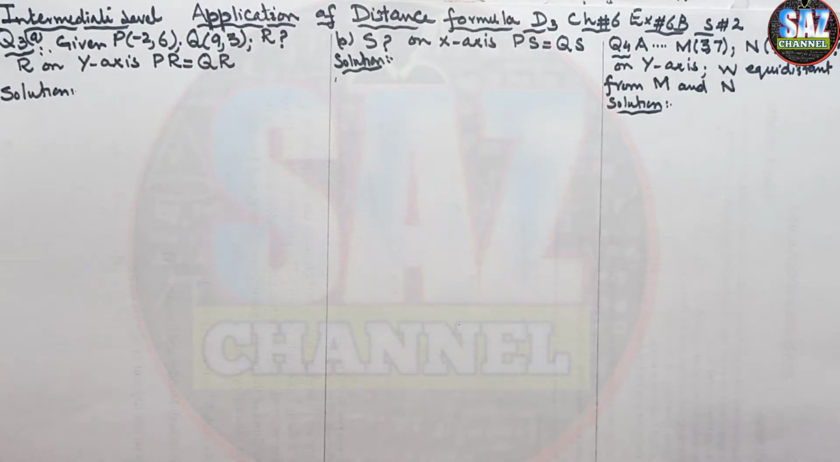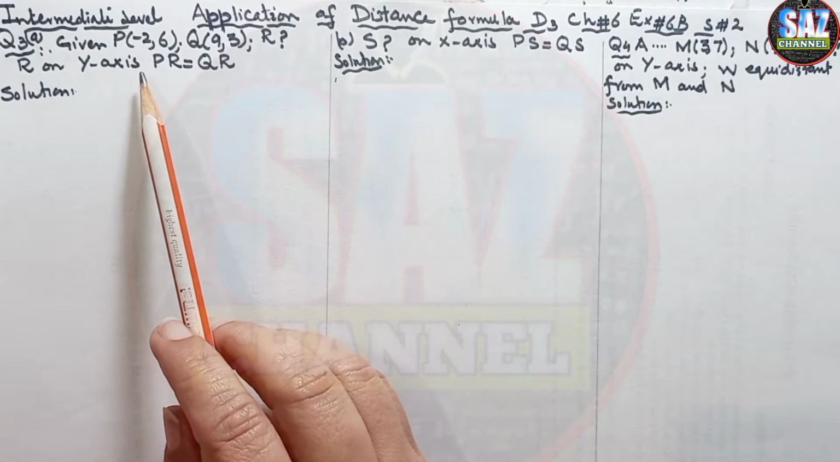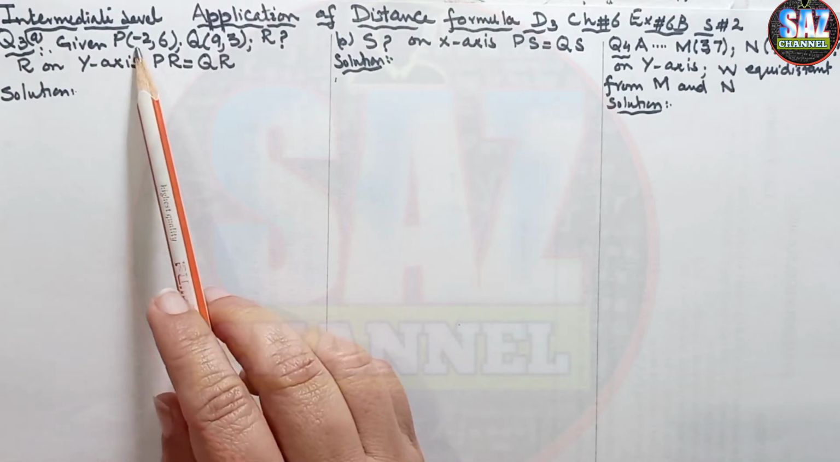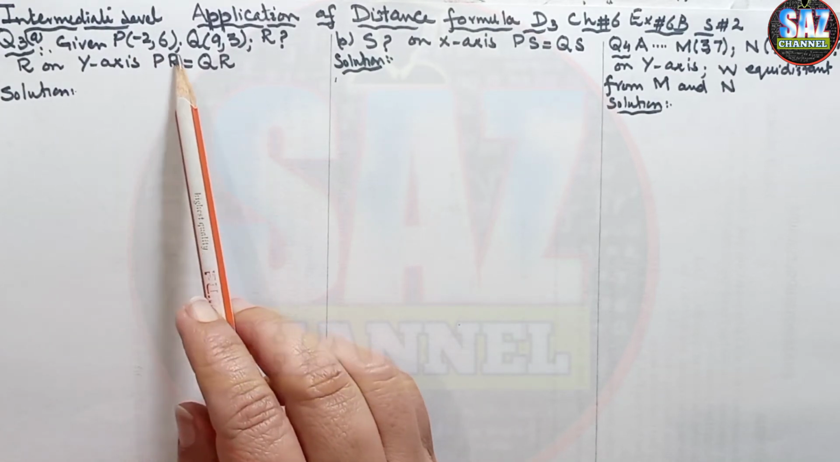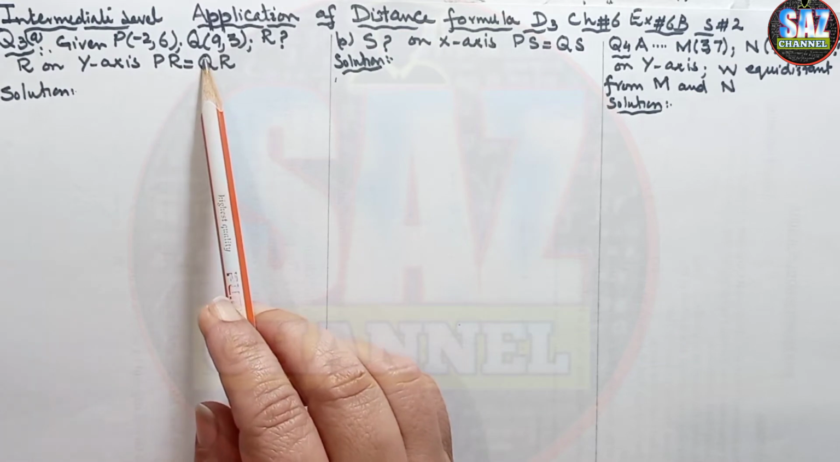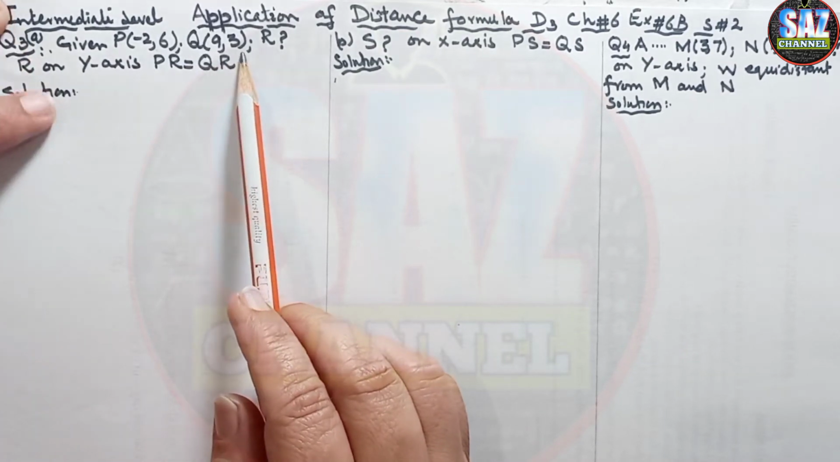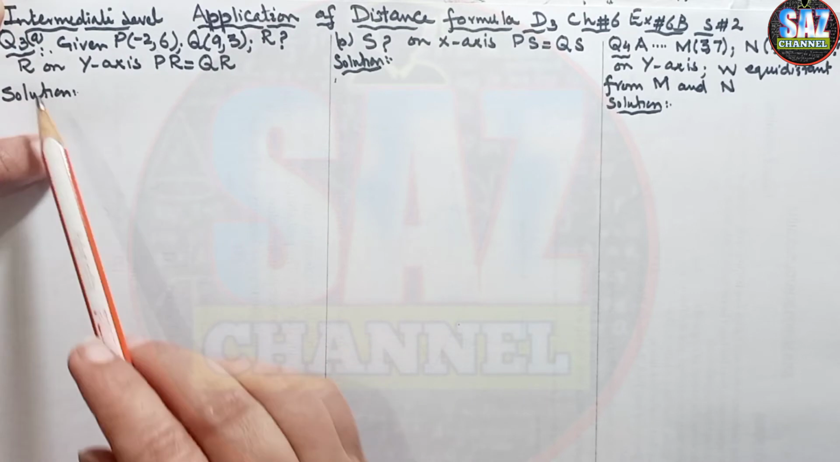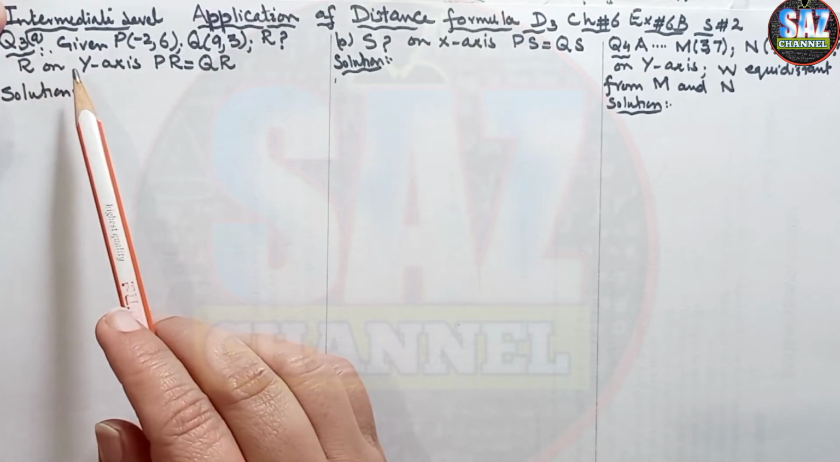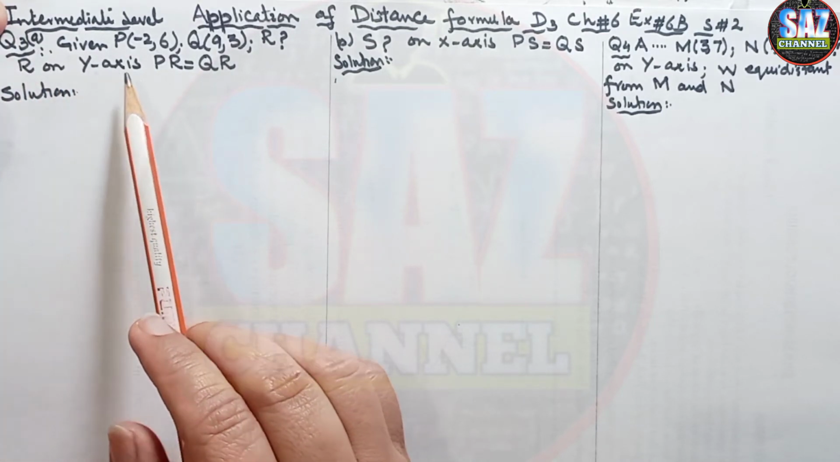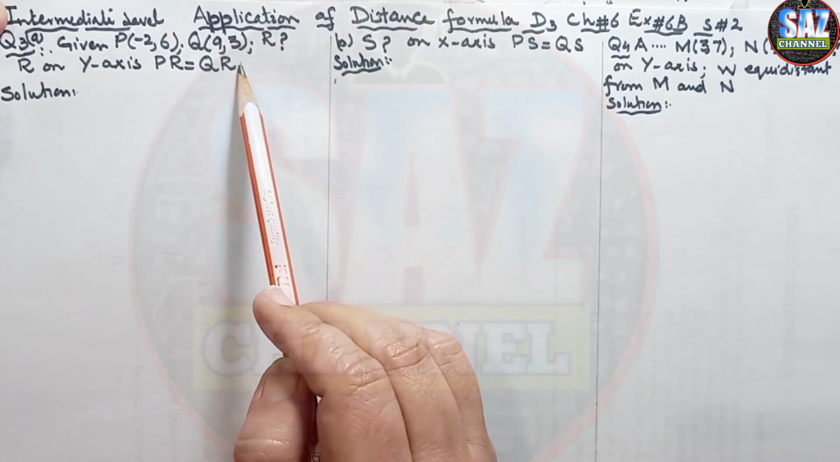Question 3 says, given that the coordinates of the points P and Q are, P has the coordinates -2 and 6 and Q has the coordinates 9 and 3 respectively, find the coordinates of point R on y-axis such that PR distance equals to QR.